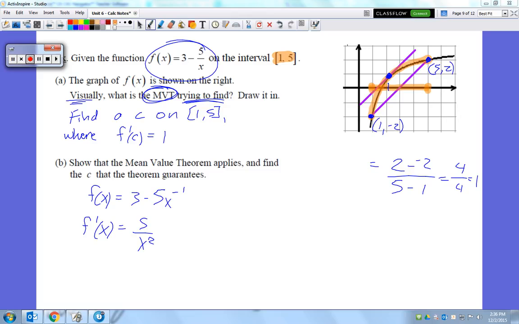We're going to set this equal to what? Anybody? 1. 1, not 0. This isn't Rolle's because f of b does not equal f of a. We're setting it equal to whatever the secant slope was. In this case, 1. Flip x squared and 1. So x truly is what? Plus or minus the square root of 5. Okay, a lot of people miss that. Very few people do that.